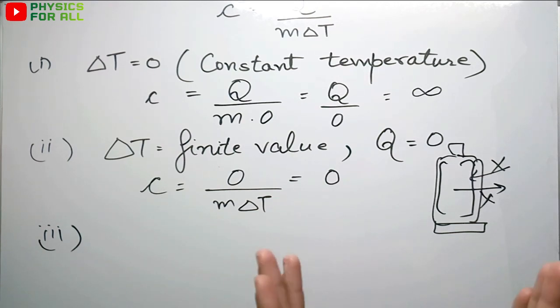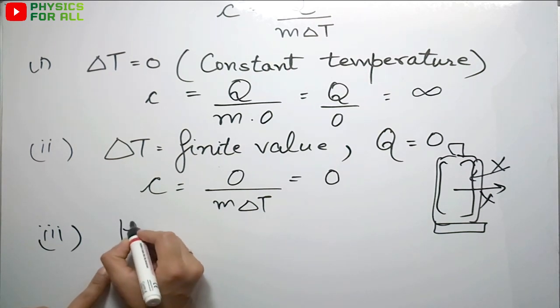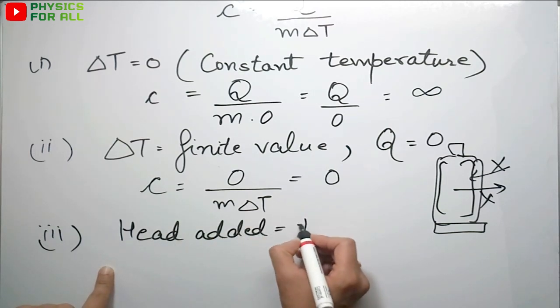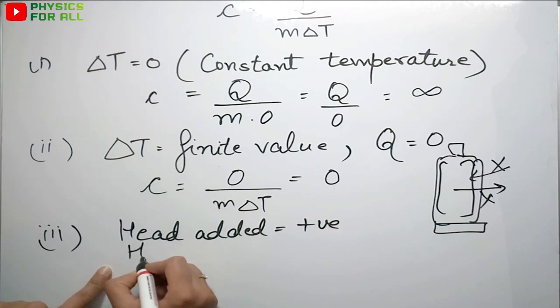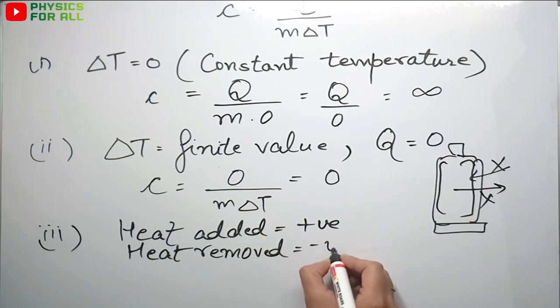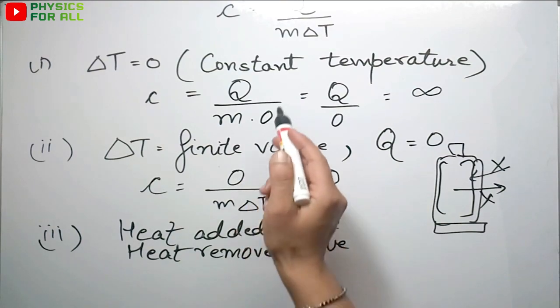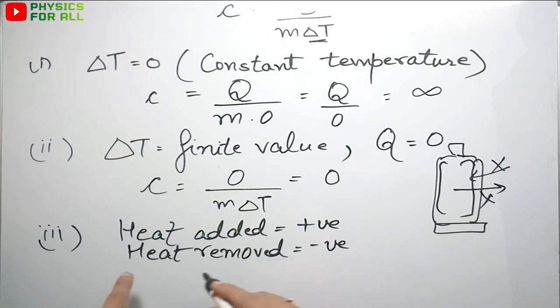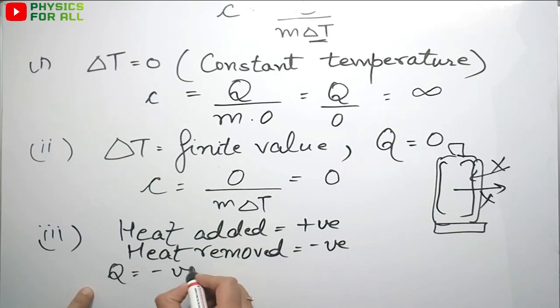So now by sign convention in thermodynamics, we use some sign conventions, and according to that, heat added to a system is considered as positive, and heat removed from a system is considered as negative. So if in some situation the change in temperature is taking place by removing the heat, by taking the heat away, so heat is being removed, then in that case our Q is negative.